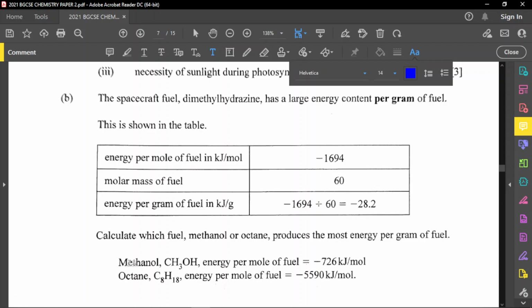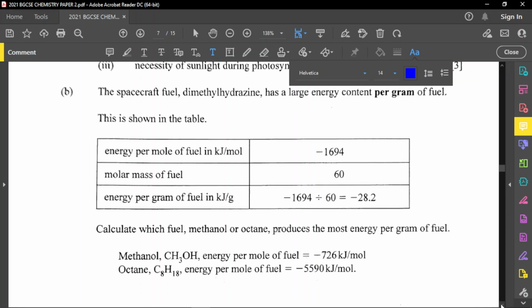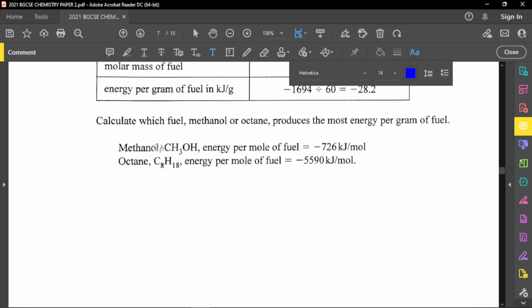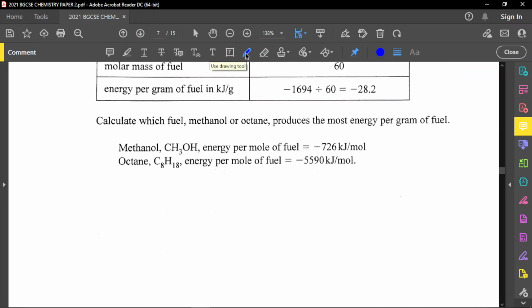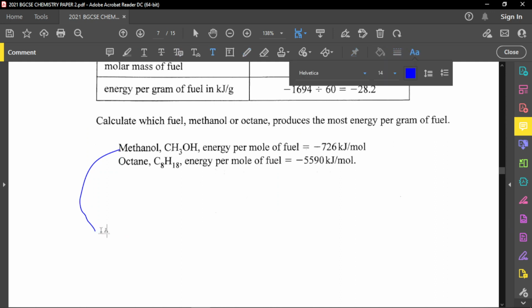All right, so what we're going to do here now, we have the same information. We have the compounds and we have the energy per mole for each of them. You can follow the same example. It's the exact same thing. So let me put a line to show exactly what I'm going to do. I'm going to calculate methanol on this side.